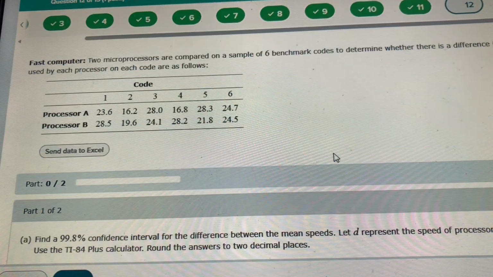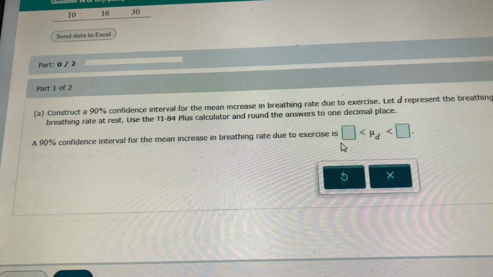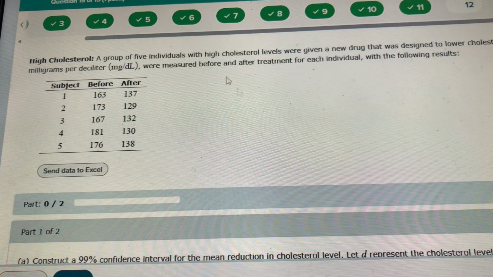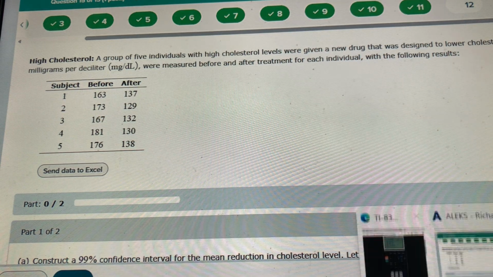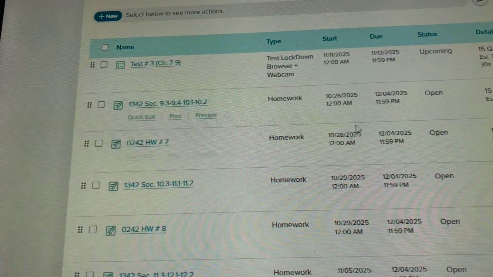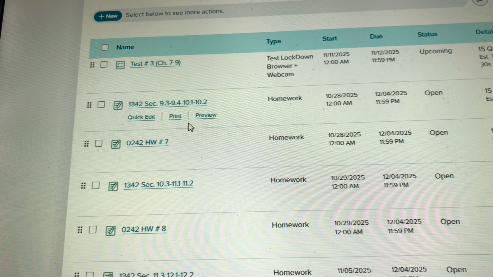Okay, mean difference. I think this homework might be mislabeled, because it says, not, is there a 10-1? Let me go back to Alex real quick. That's weird. And, oh, maybe this goes into chapter 10. Okay.